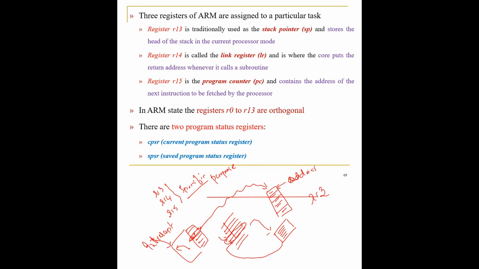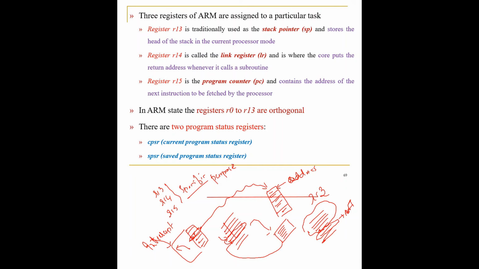R15 is a program counter. Program counter is a register which contains the address of the next instruction to be fetched by the processor. So you have got multiple instructions. This many instructions are being covered. So this is the next instruction which is to be fetched. This will have an address. So your register R15, or the program counter, will be containing the address of the next instruction which has to be fetched by the processor.